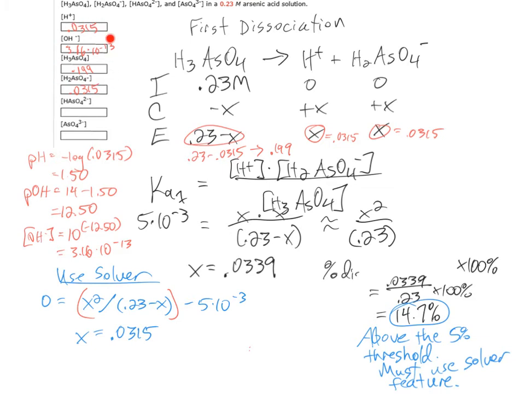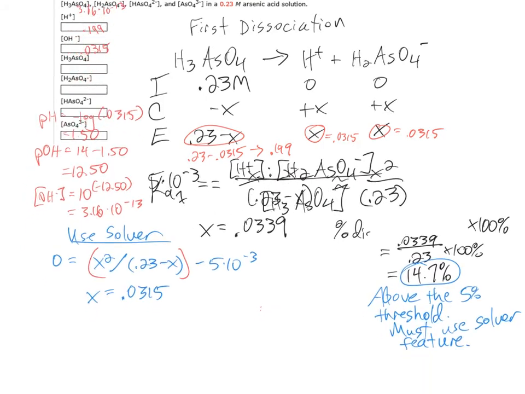Notice that we've got 4 of the 6 concentrations they ask for, after only having written an ice table for the first dissociation. You might say, well, how do you know that the final hydrogen concentration is 0.0315? Won't the second and the third dissociations add to that concentration? Yes, they will, but because the Ka values for the second and third dissociations are so much smaller, they will not significantly affect that concentration of 0.0315. Let's go ahead and move on to the second dissociation now.